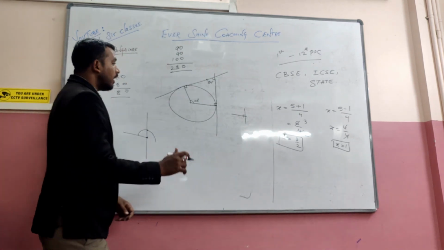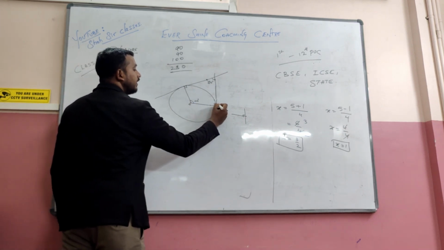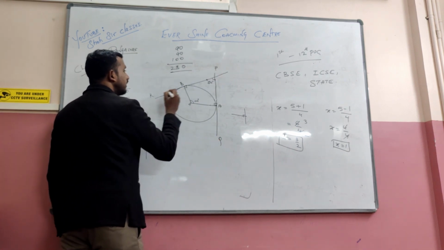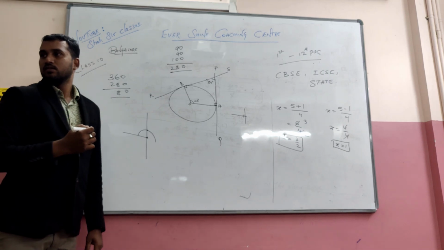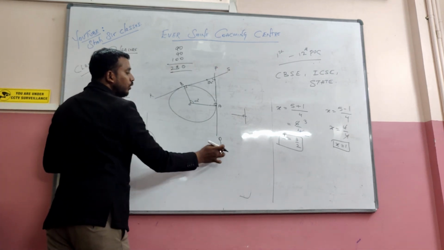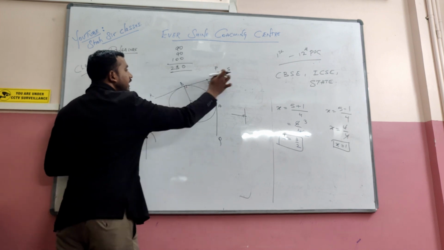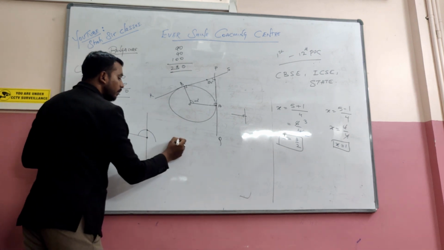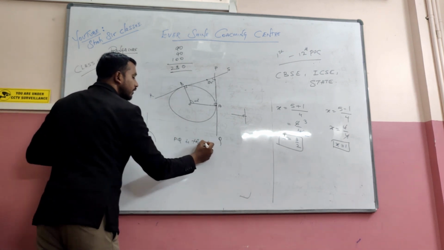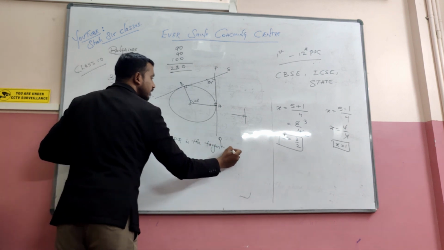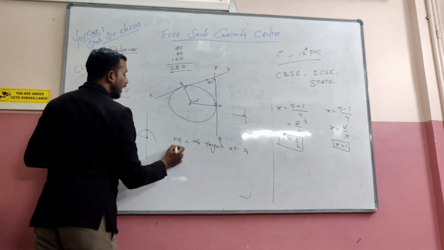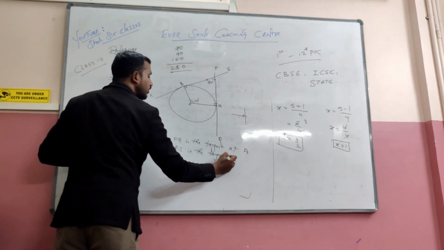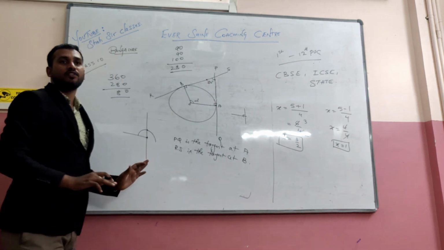Is this clear? Now we should name. Let me say this is O. Let me say this is A. This is P. This is Q. This is R. And this is S. Now we can conclude this answer. PQ is a tangent at A. RS is the tangent at P. This is the final conclusion.